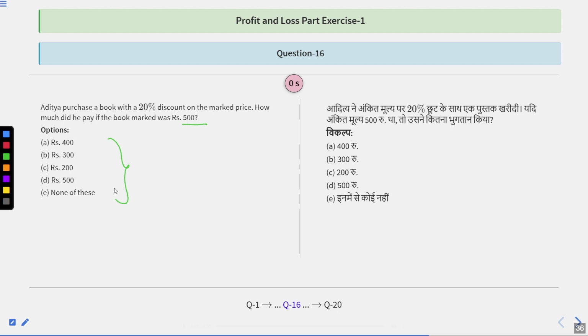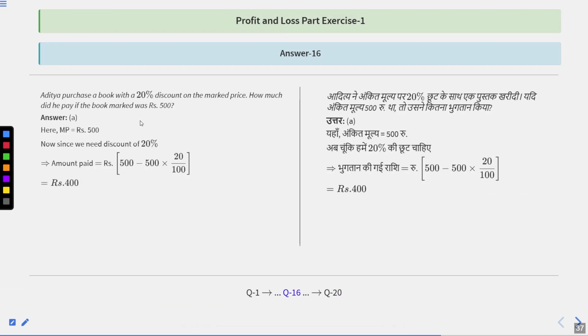Now time's up. Let's see the solution. Here MP is 500. Since we need a discount of 20%, what will be the amount paid? 500 minus 500 multiplied by 20 upon 100, which becomes 400. So A is the correct answer. Clear? Next one.